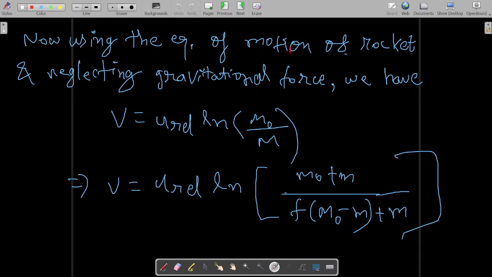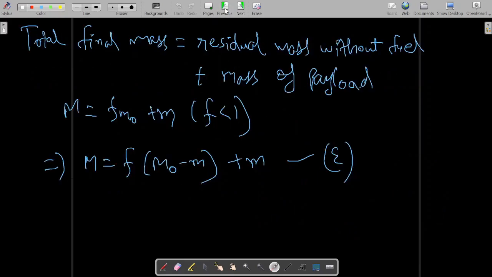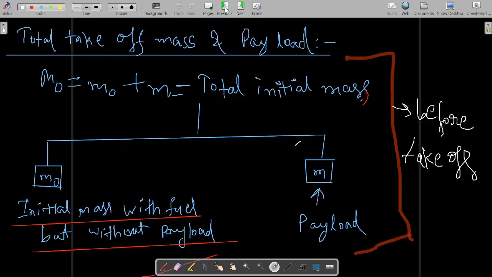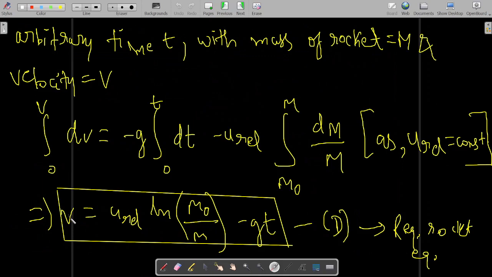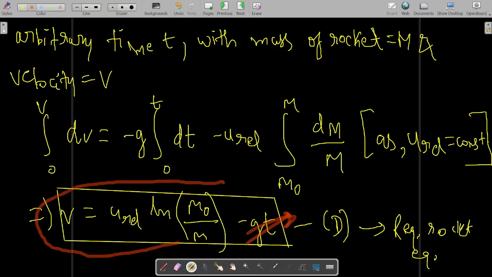Now using the equation of motion of the rocket and neglecting gravitational force, we have... What do you have in the equation of motion of the rocket? Let us see once again. You have something like this. Now suppose you neglect the gravity, then this term will vanish. So the only thing which will remain after you neglect the gravity is this.